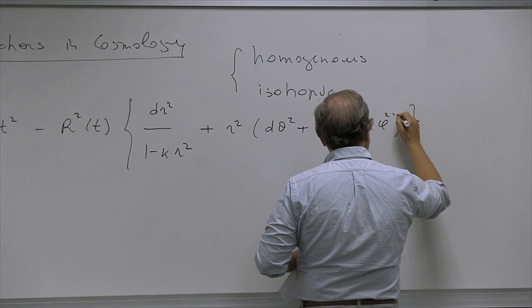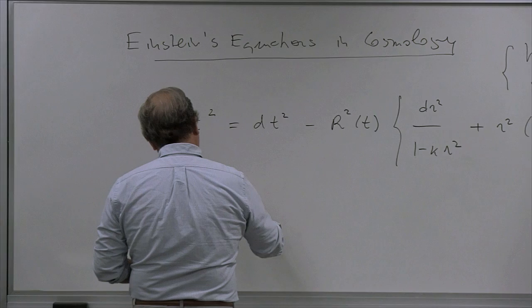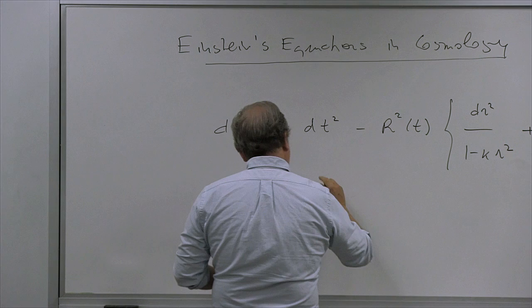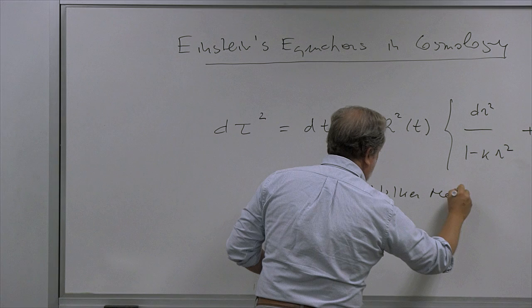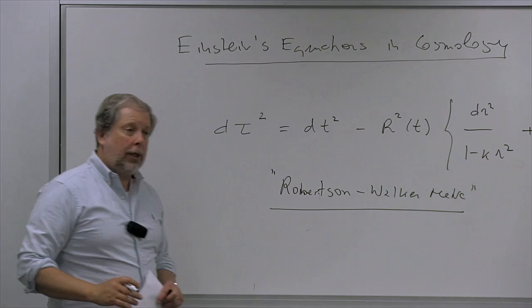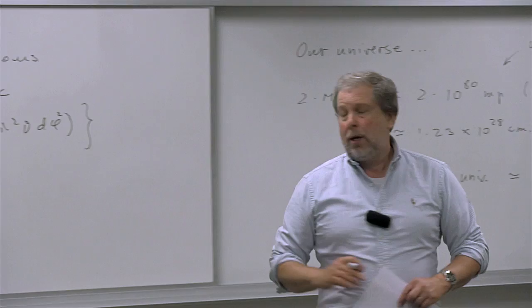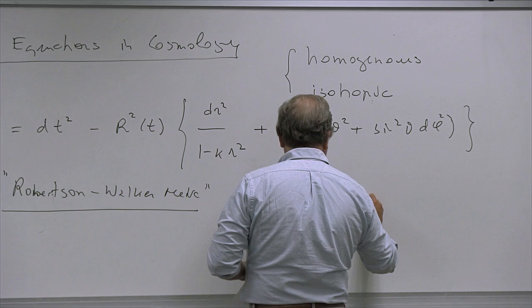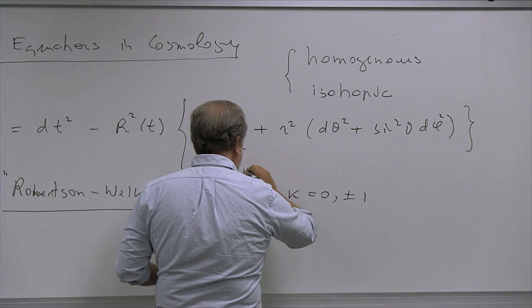Right, so that is going to be our metric, and this is called the Robertson-Walker metric. And so this is the metric that embodies this principle of homogeneity and isotropy, right? So what is k? Well, k turns out is equal to just zero or plus or minus one. And so the isotropy, of course, is in this part.